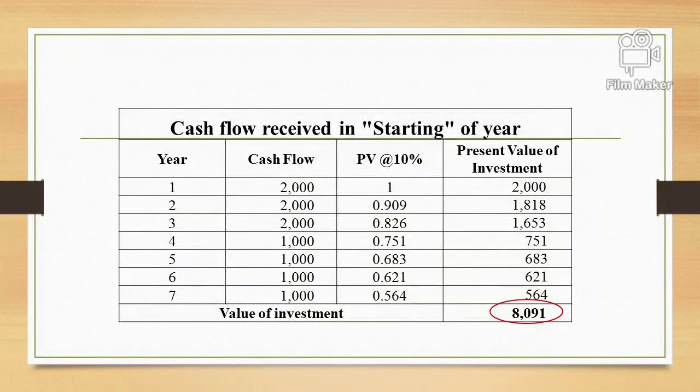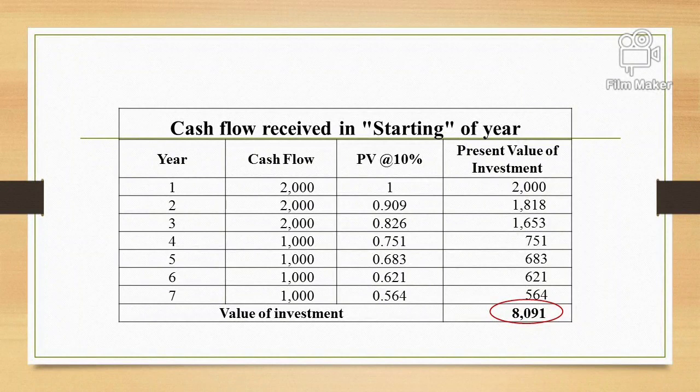So let us see how much we should pay for this investment if the company promises to pay this fixed amount, 2000 for the first 3 years, and then 1000 rupees for the next 4 years. As you can see on this table, the cash flow is received in the beginning of the year. The first column shows the number of years for which we are receiving cash flow. The second column is cash flow, the amount every year which company promises to pay. Third column is present value factor at 10%, which is already given in the question.